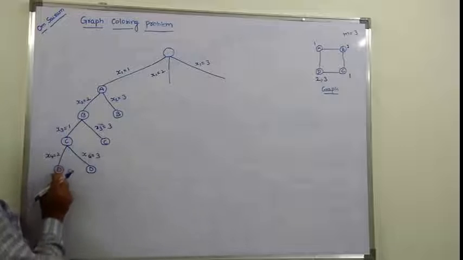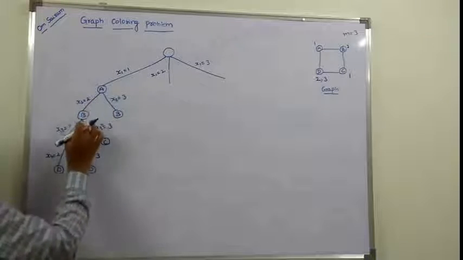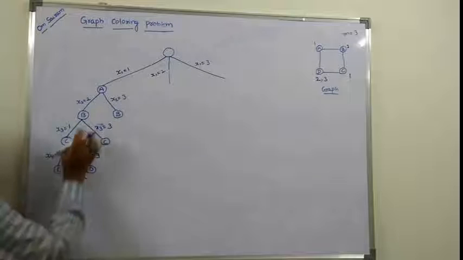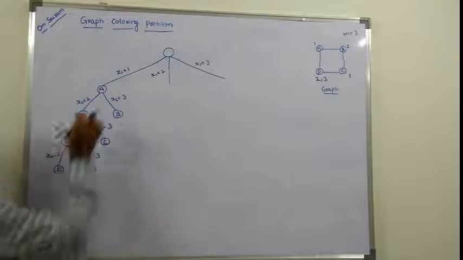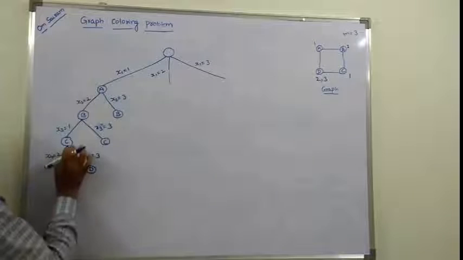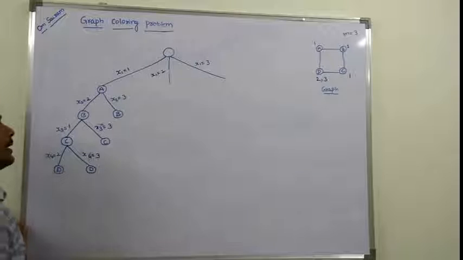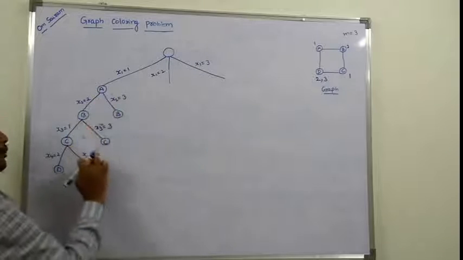Next, we can take this path. All the vertices are completed. All the vertices are filled with color. Vertex A is first color. Vertex B is second color. Vertex C is first color. Vertex D is second color.